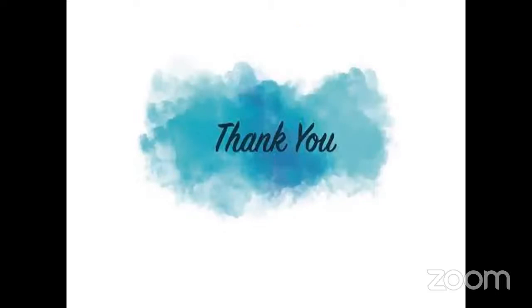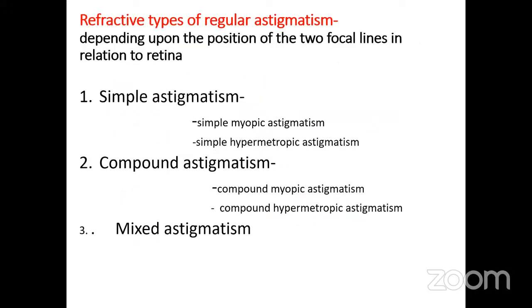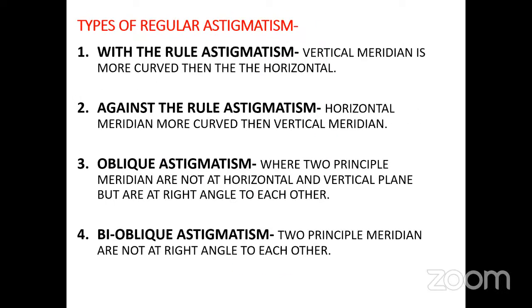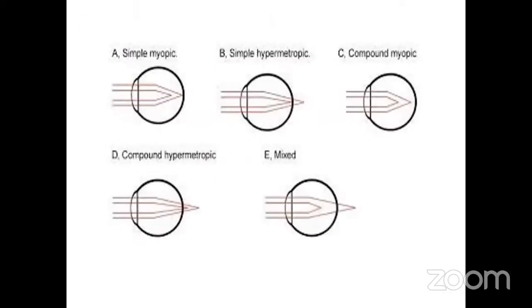Okay, so now give me an example, like in spectacle prescription, of each type of astigmatism. Go to the types of astigmatism. So like simple myopic astigmatism. Go to the next slide, so you will understand more. Next. Yeah, this one. Okay.